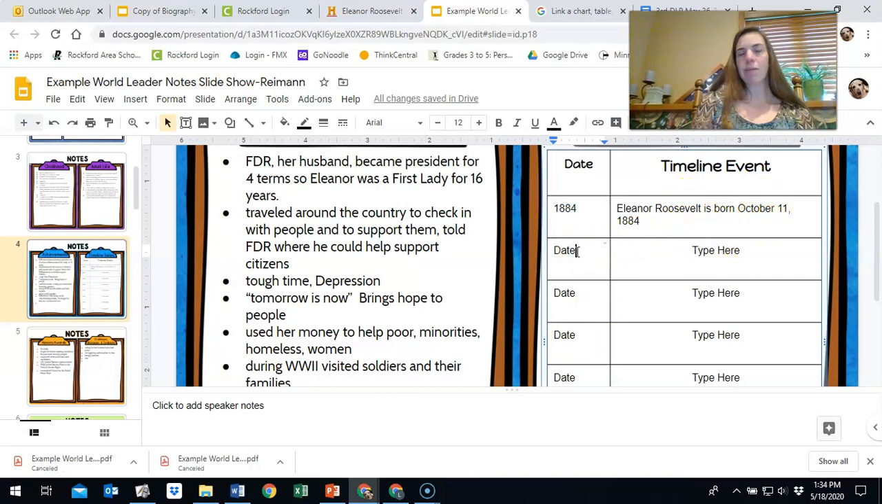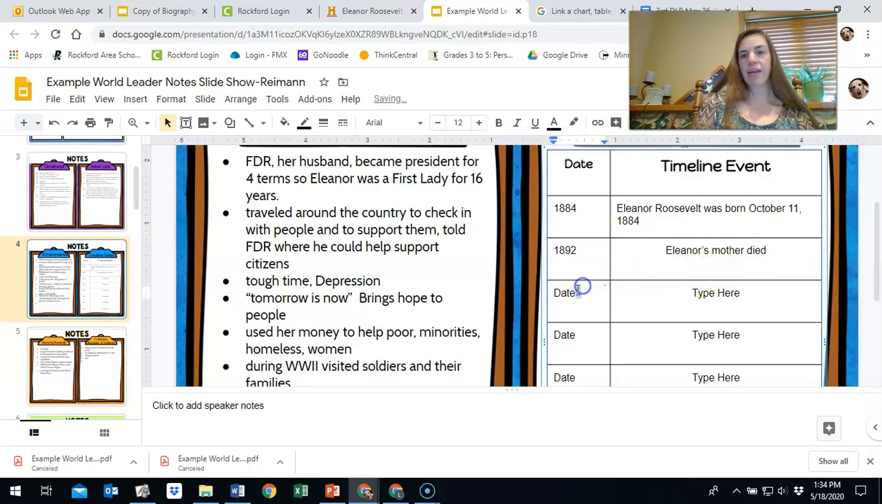Okay, then I want to make sure that my timeline events are in order. So the next big event that helped shape Eleanor Roosevelt was when her mother died. And I did not find in my research the exact date that her mother died. So I'm going to just put the year. So I'm going to say Eleanor's mother died. And I want to make sure I'm using the past tense. So I changed that to say was.